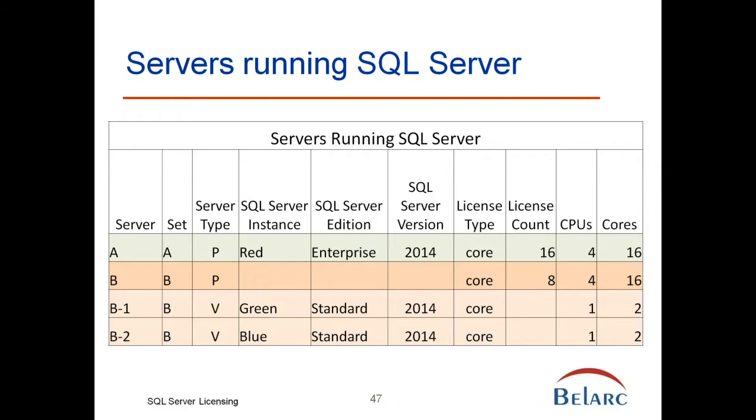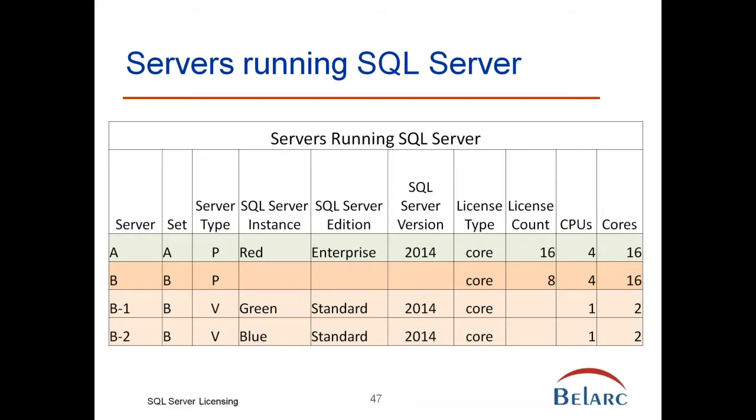So you see on the left side, instead of showing the SQL Server instances, we're now giving prominence to the computers or the hosts of the SQL Server. And so in the server column, we're naming the servers. And in the second column, called the set column, we're showing how virtual machines are grouped together with their physical host. And the third column is saying whether the installations are on a physical or a virtual.